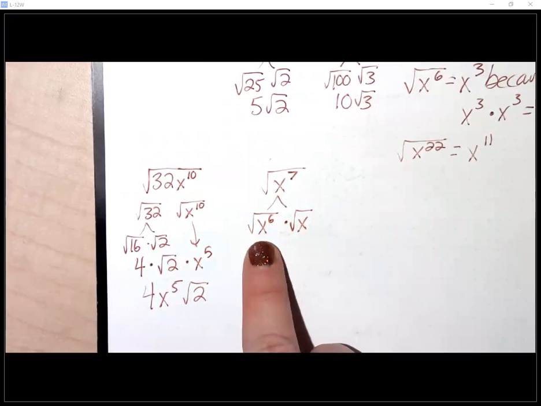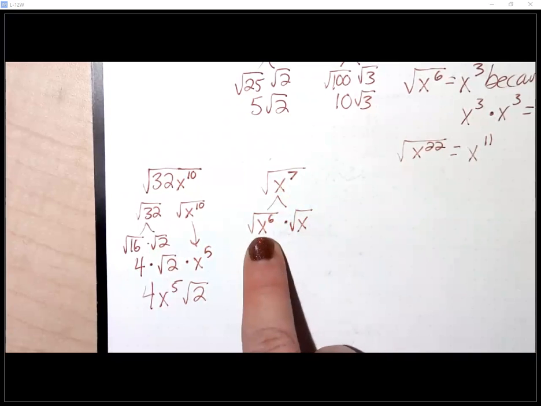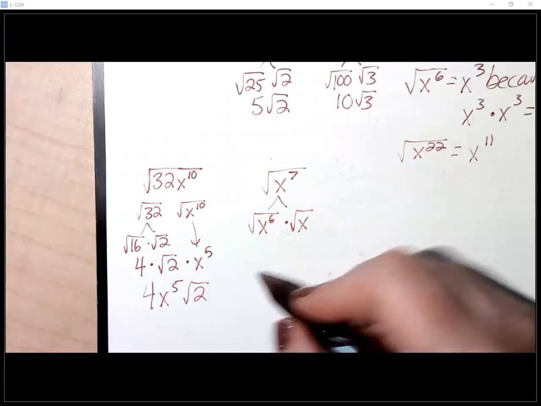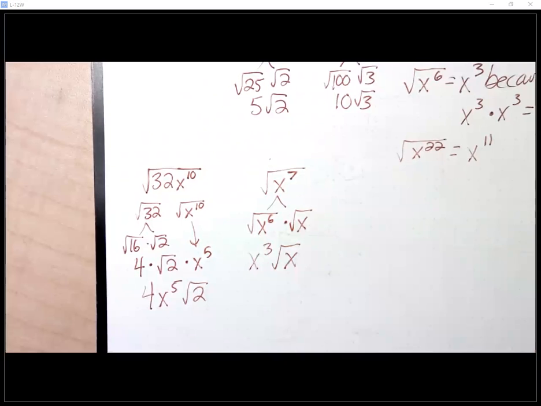Because there's always an even number right before an odd. So if I break it up like this, now this is a perfect square. So what's the square root of x to the 6th? It's just x to the 3rd, and then I just leave square root of x on the back. That's as simplified as I can get.